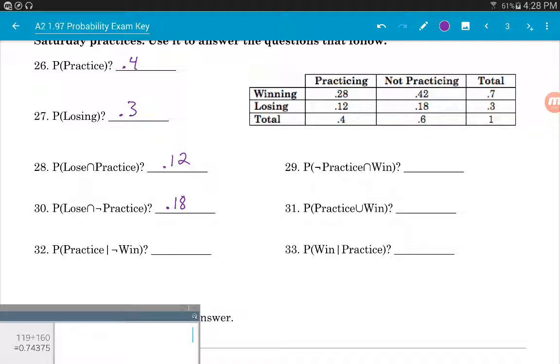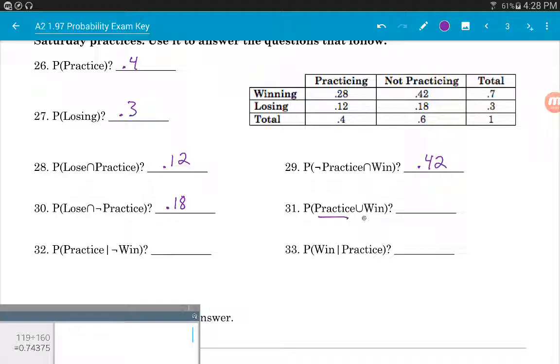I just realized I'm going out of order, so I'm going to go over to 29, resume some order. 29, the probability of not practicing and winning. So not practicing and winning. That's 0.42 out of 1, which is 0.42.